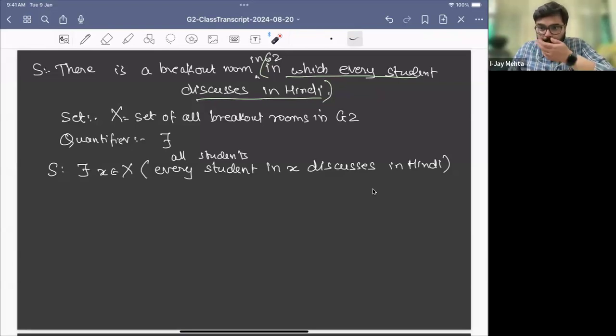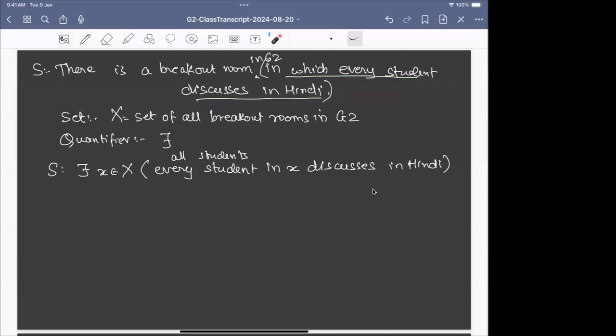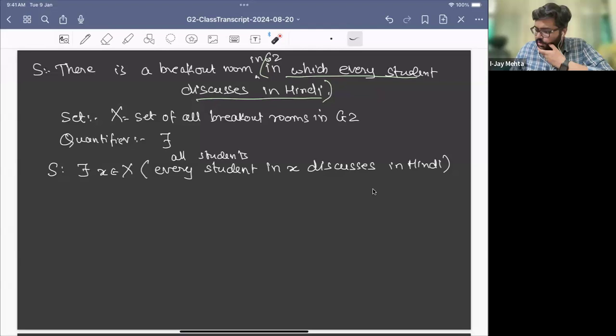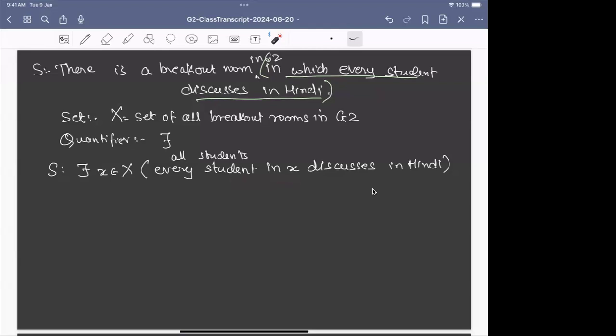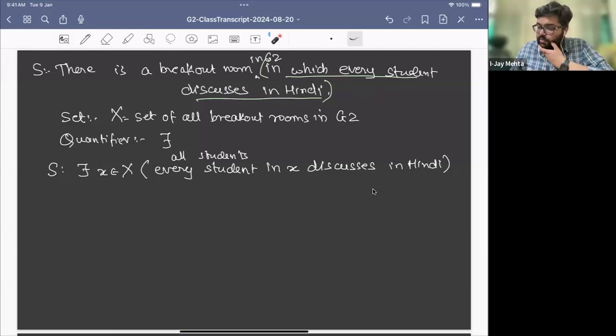Okay, so instead, you can say the set of students actually depends upon X, the room X. So students give some notation which depends upon X. Now we are coming to that. First, we are talking about breakout rooms. There is a breakout room. So we are talking about breakout rooms in G2.